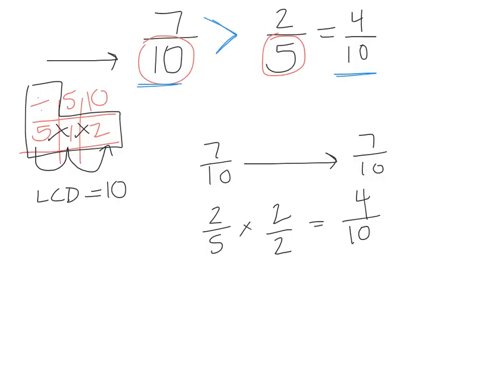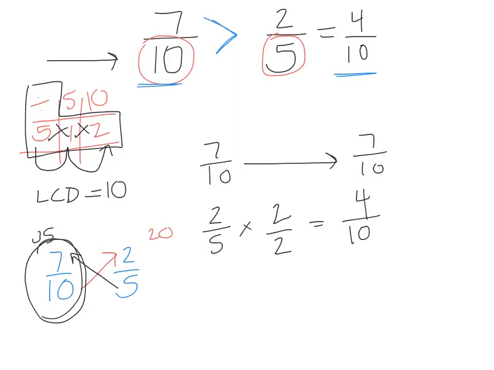And if I want to check it with cross multiplication, 7/10 and 2/5, 10 times 2 is 20. 5 times 7 is 35. Since 35 is a larger number, then 7/10 is a larger fraction.